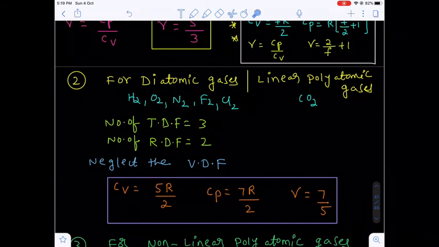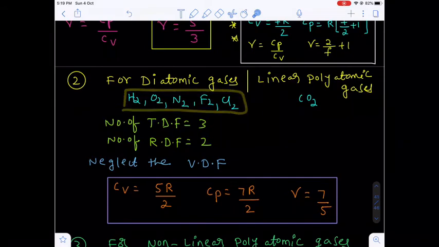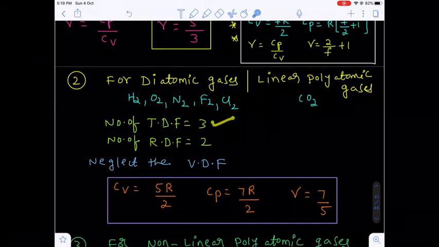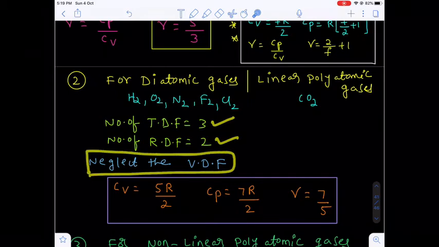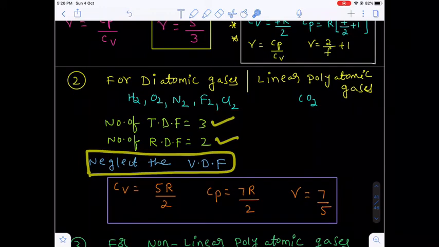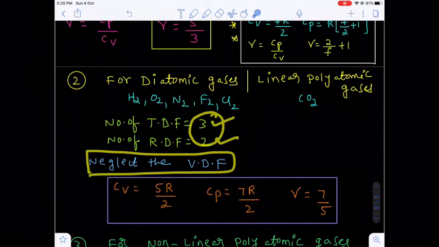Now come to the case of diatomic gases. What are the diatomic gases? Otherwise linear polyatomic also, like carbon dioxide, hydrogen, oxygen, nitrogen, fluorine, chlorine. How many translational degrees of freedom? 3. And rotational will be only 2. Are you getting my point? Here I am neglecting the vibrational degrees of freedom, unless the question mentions it, we should not consider it. Now, total how many degrees of freedom here? 3 plus 2, 5. So Cv will be equal to 3.